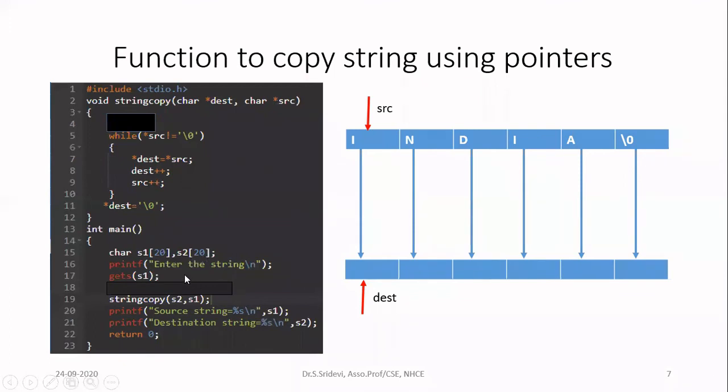Then from the user you get the first string. For that I am using the function gets of S1. This gets will get characters from the user through the keyboard. When the user presses the newline character, it will stop reading the data. So now your input string will be stored in the variable S1. Now you want to implement string copy, so write a function for copying the string. That function is string copy.